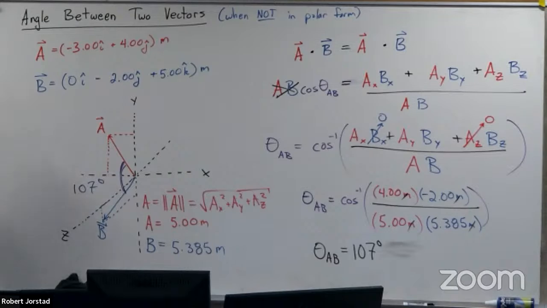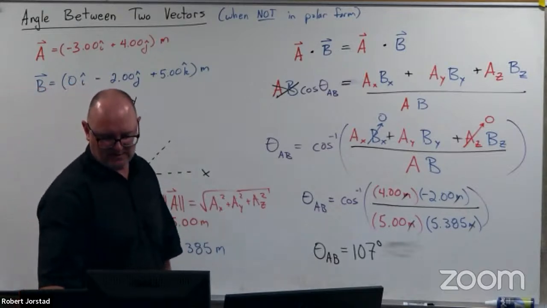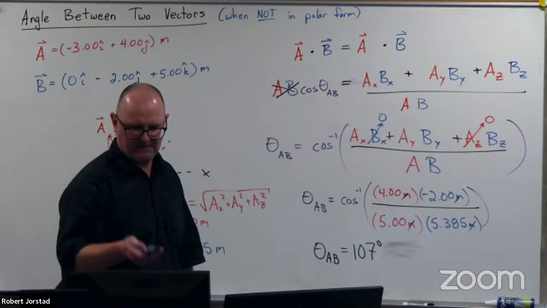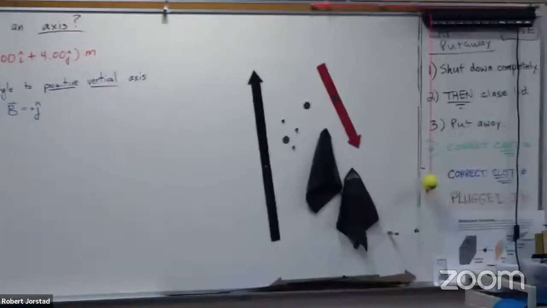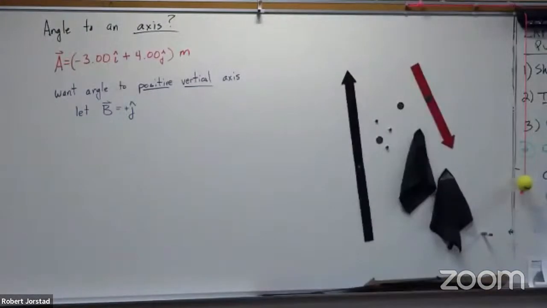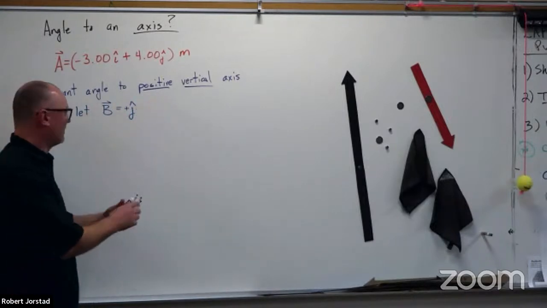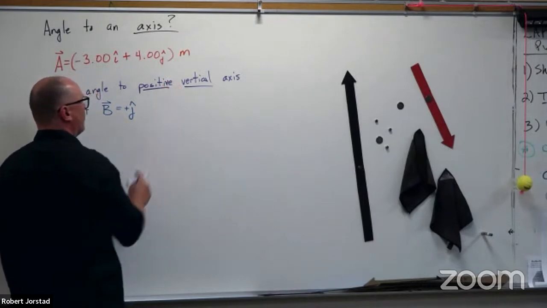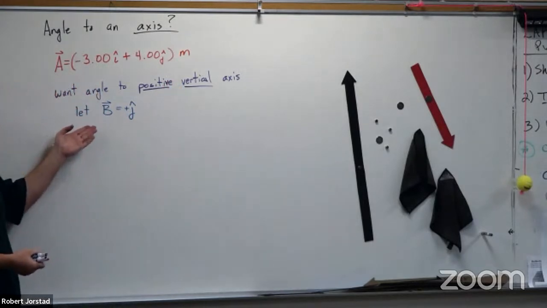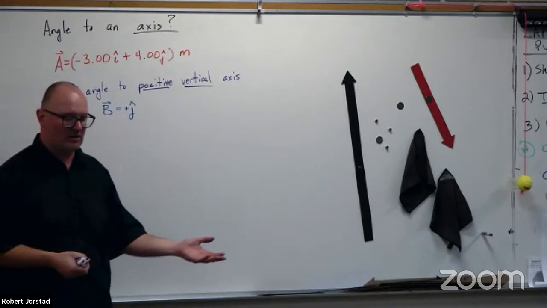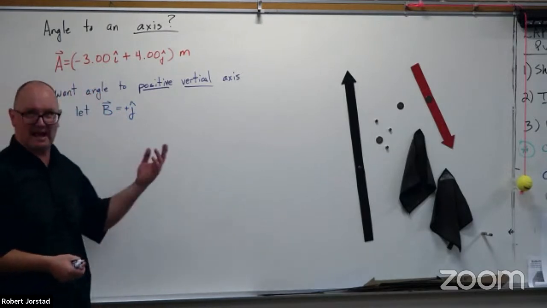Oh yeah, I have a special corollary as well. Perhaps more common might be the following. Let's go over here. What if you want the angle to an axis? So the trick is, let's say you want to get the angle to the positive vertical axis. What you do is you make one of the vectors positive j hat. If you wanted the angle to the negative horizontal axis, you can make something negative i hat.